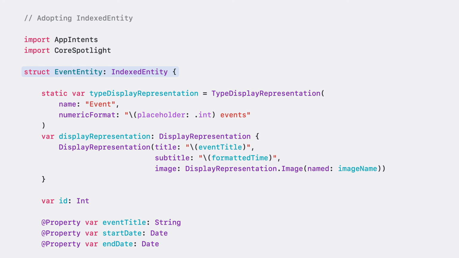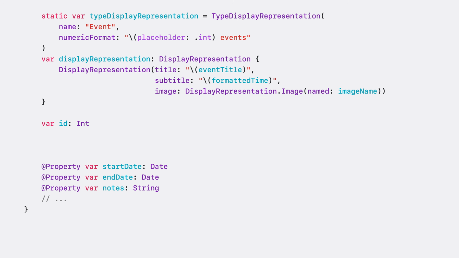Let's take a look at our event entity example from earlier. Here, I've already conformed event entity to the indexed entity protocol. The title, subtitle, and image from the display representation will automatically be associated with their respective Spotlight attribute keys. In order to associate properties from your entity to the corresponding attribute key on the Spotlight entity, you can use the new indexing key parameter. Here, the event title property is being associated with the event title Spotlight attribute key.